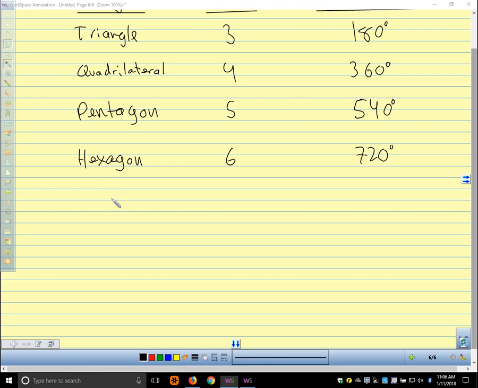Next one up, do we remember that? A heptagon. Or we said a septagon was okay. 7 sides. What do the angles add up to? 900. What's the 7th month? July? Yeah, it should be September. Right. The Romans switched around the calendar.